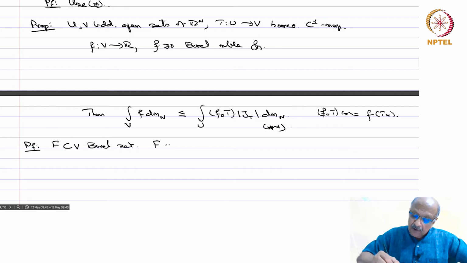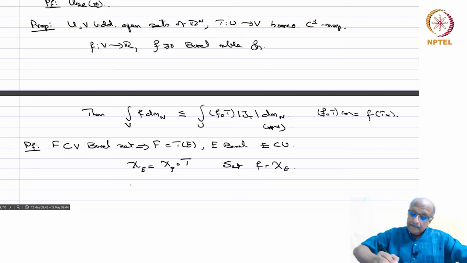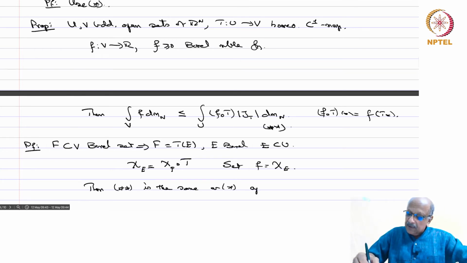Then F will be equal to T(E), E Borel, E contained in U. Then chi E, we have just seen, is nothing but chi F composed with T, because chi F of Tx means Tx belongs to F, which means x belongs to E. So chi E is equal to chi F composed with T. And then set F equal to chi F. Then double star is the same as star applied to F.